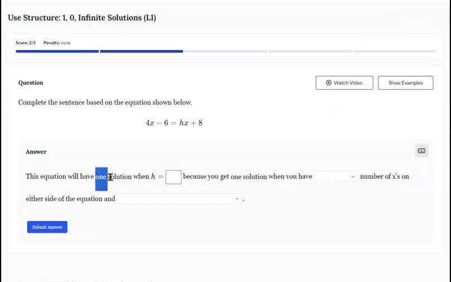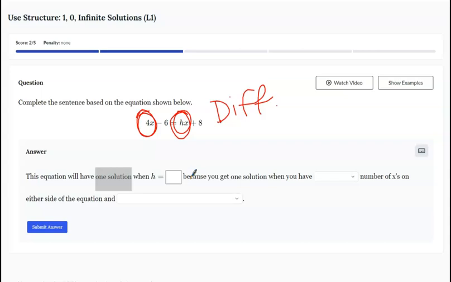All right, they want this one to have 1 solution. Now remember, in order to have 1 solution, the coefficients of your variable terms have to be different. That's it. Nobody cares about the constants at all. They can be anything we want. They could be the same. They could be different. They could not even be there. The coefficients of the variables must be different.